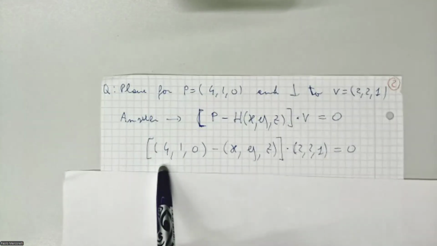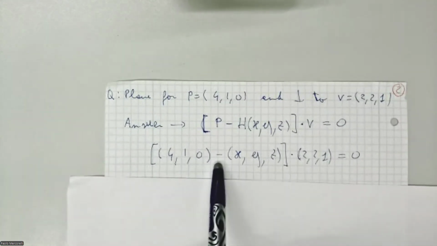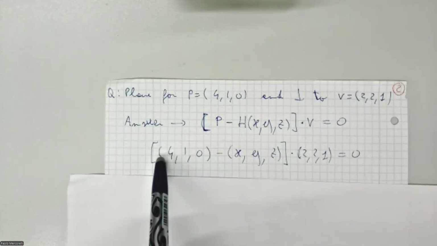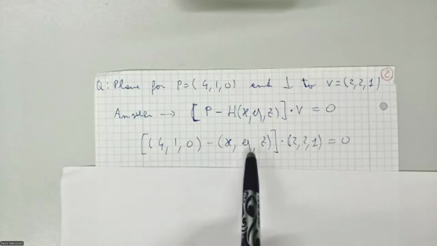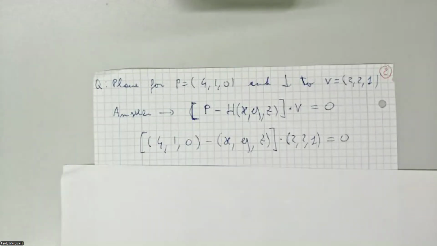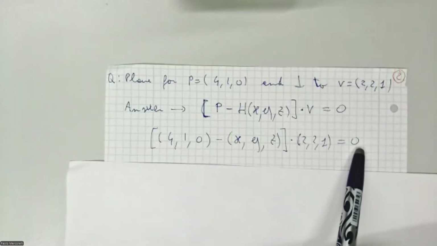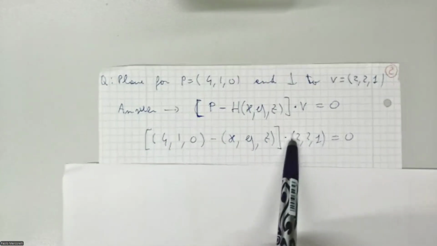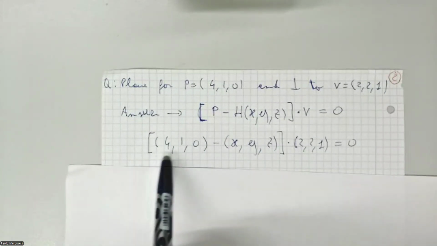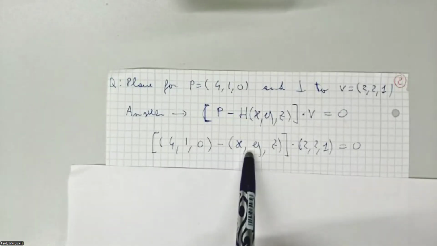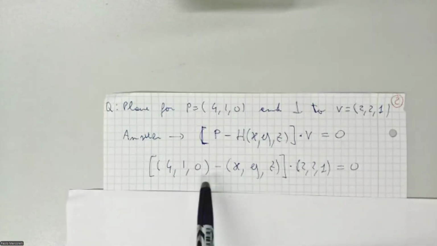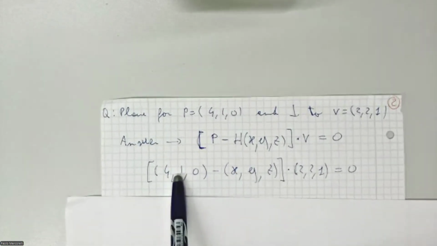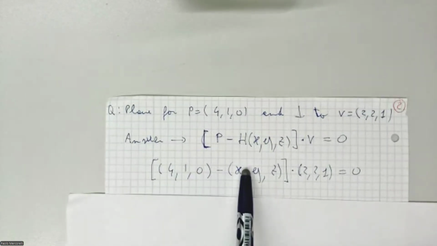And here is 4, 1, 0. But it's clear, if x equals 4, y equals 1, z equals 0, this means if P belongs to h, the equation is satisfied. Because the dot product is 0, because this point belongs to P. This point here, when this point belongs to P, this minus this equals 0.